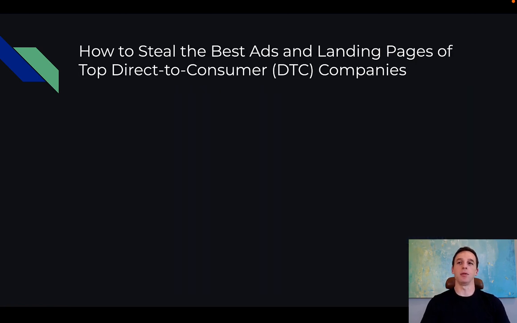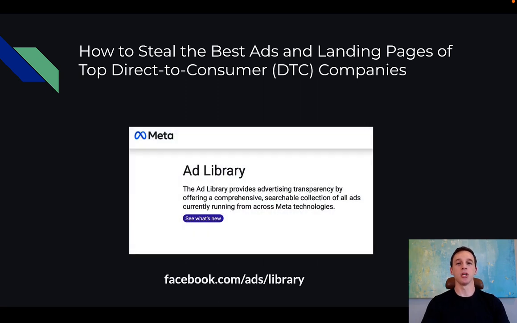So now, how do you get some more ideas? How do you see what ads people are running? How do you see what landing pages they're using? Here's how to steal the best ads and landing pages of the top direct-to-consumer companies. You use something called Facebook Ad Library. If you go to that URL at the bottom, or just Google Facebook Ad Library, you'll see this pop up.